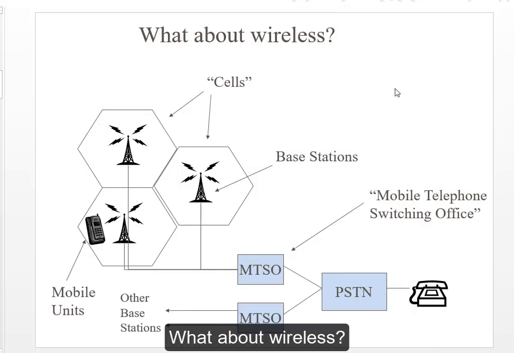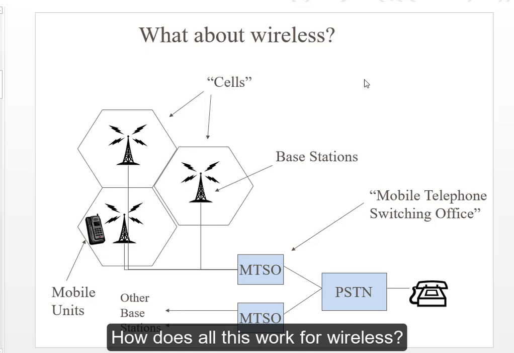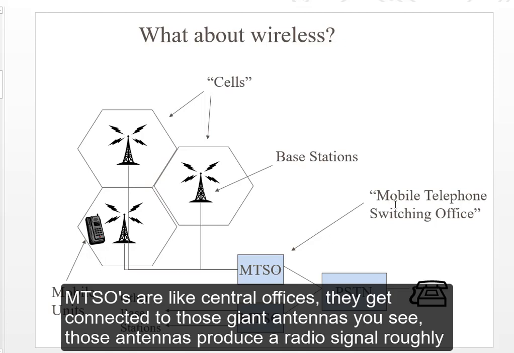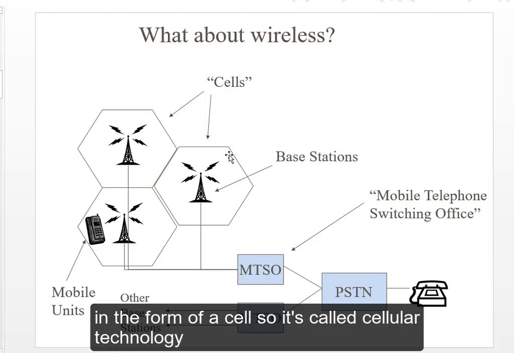What about wireless? How does all this work for wireless? Very similarly, MTSOs are like central offices. They get connected to those giant antennas you see. Those antennas produce a radio signal roughly in the form of a cell, and so it's called cellular technology.